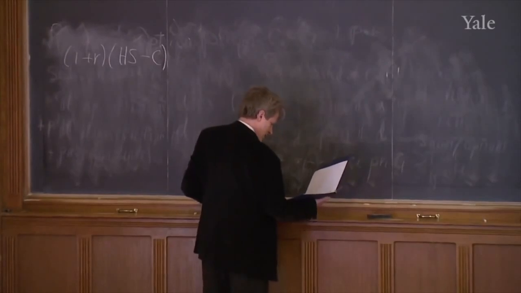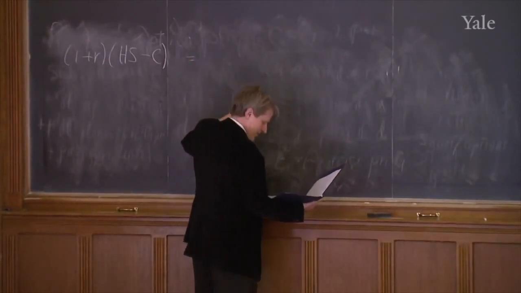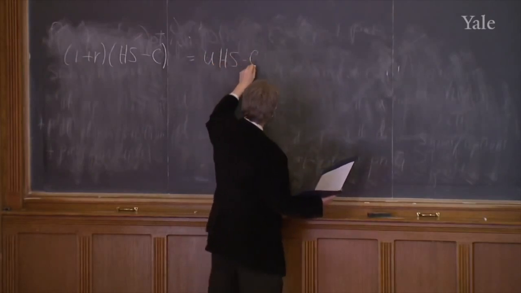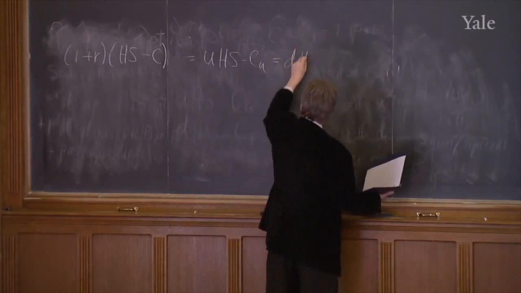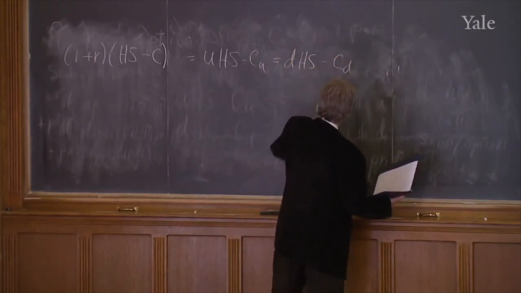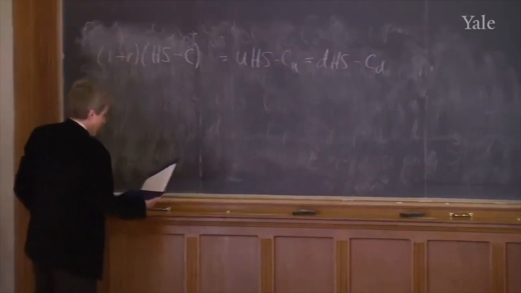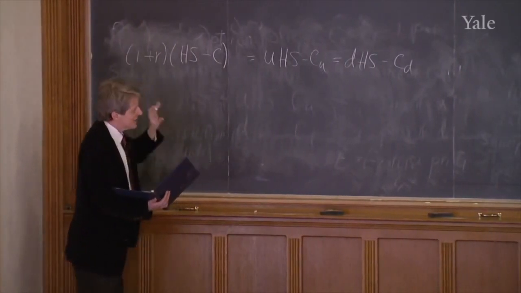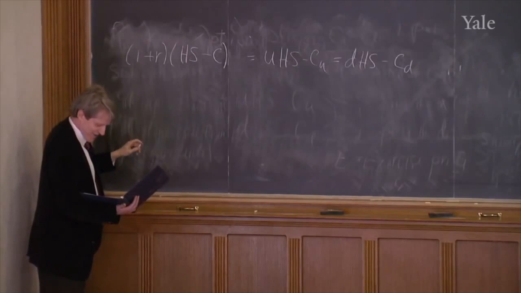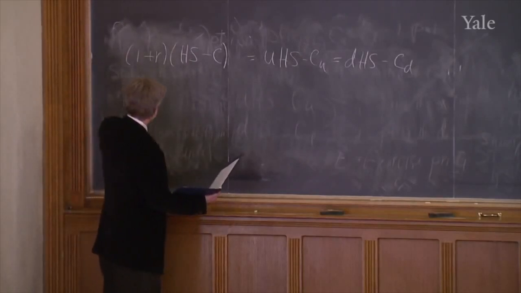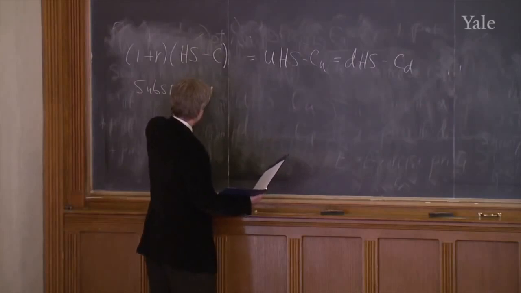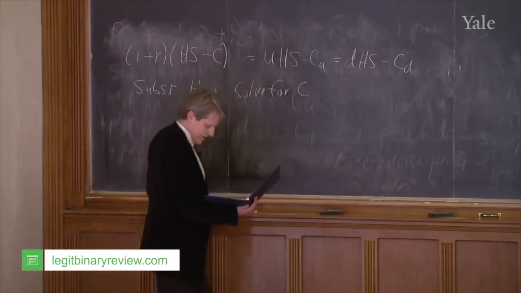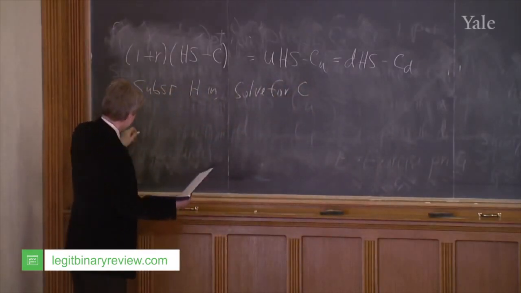That has to equal the value of the portfolio at the end, which is either u h s minus c sub u, or d h s minus c sub d, the same thing. So I've already derived what h is, and I substitute it in and solve for c. And we get the call price. It's kind of a little bit complicated, but I'll write it.